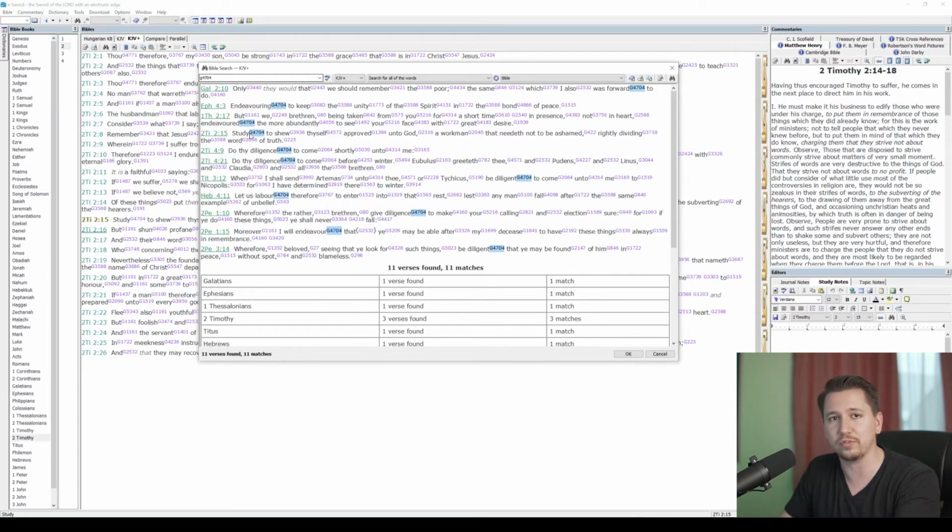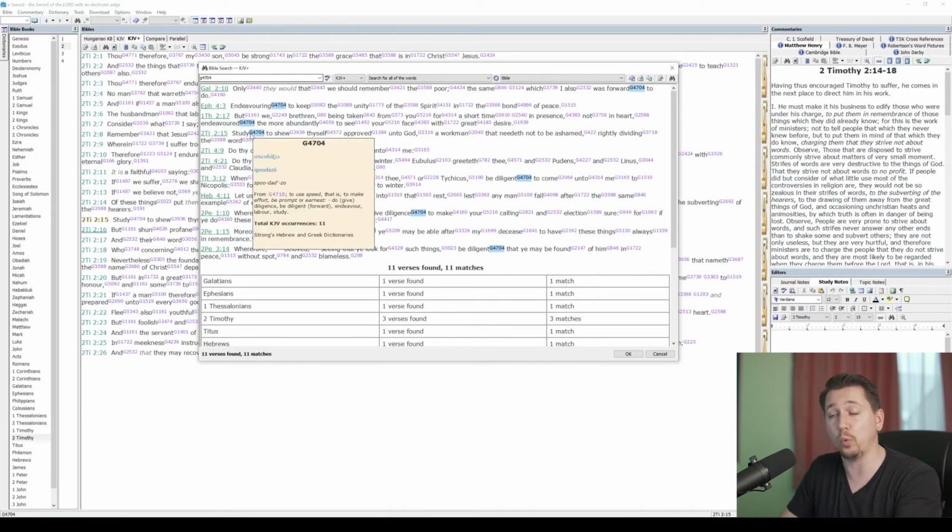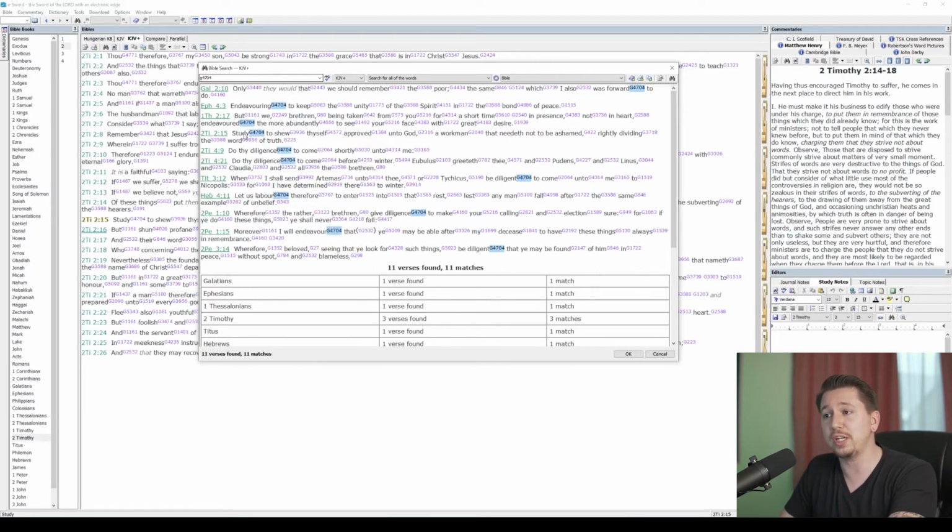I'm trusting the Word of God to tell me what it means. If it's only translated study in 2 Timothy 2:15, then that tells me something about the word. But it also tells me, when I look at these other translations, diligence and endeavor and diligent, that there are more things that have to do with studying, because study requires diligence, right? When the Bible says study to show thyself approved unto God, it doesn't say briefly read the Bible 2 minutes a day to show thyself approved unto God, right?